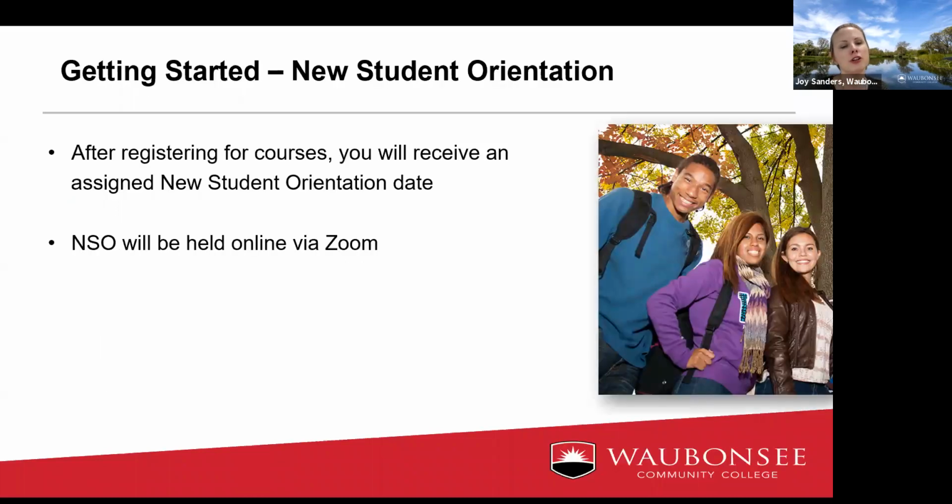Once you've registered for your courses, you'll get an email and a postcard from us that will have an assigned new student orientation date on it. Currently our new student orientation sessions are held online via Zoom. We hope at some point we can resume having some sort of in-person session, but for the time being, it is an online program. So once you register for courses, be on the lookout for your notification of what your assigned orientation date is.